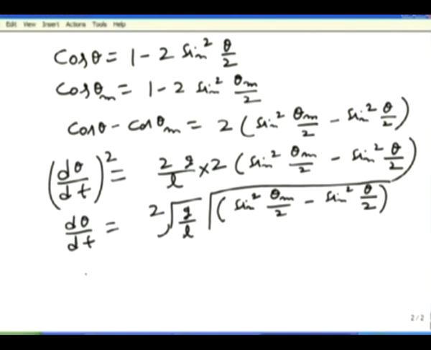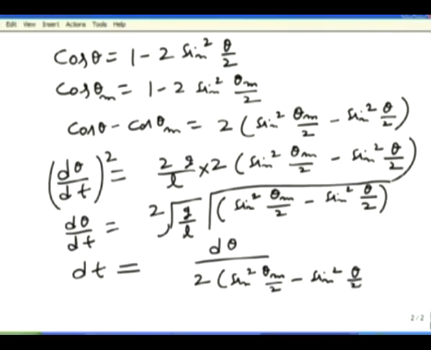Now, therefore, you can write that dt is equal to d theta divided by 2 times under root sin square theta m by 2 minus sin square theta by 2, then under root L by g.